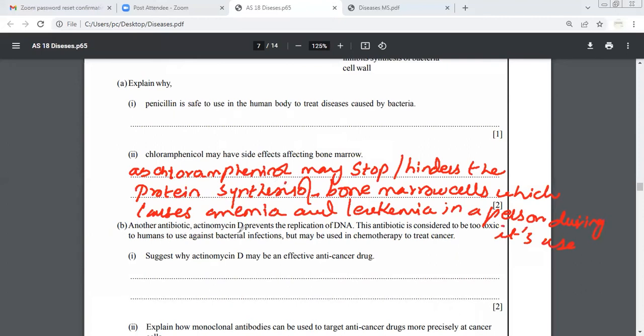Another antibiotic, actinomycin D, prevents the replication of DNA. This antibiotic is considered to be too toxic to humans to use against bacterial infection, but may be used in chemotherapy to treat cancer.